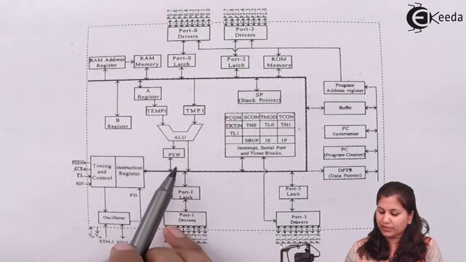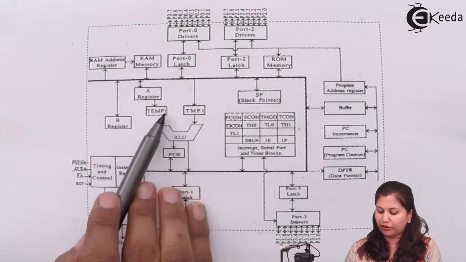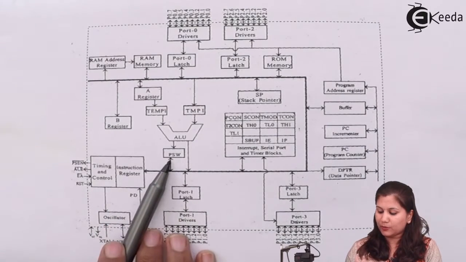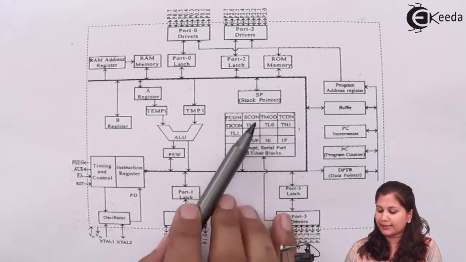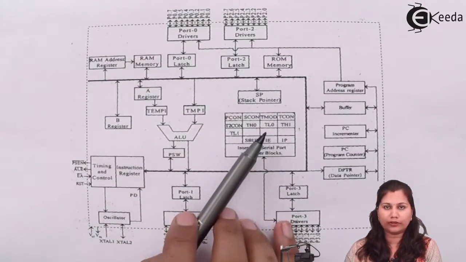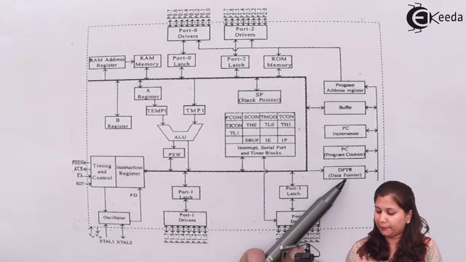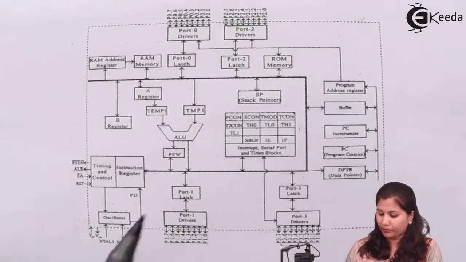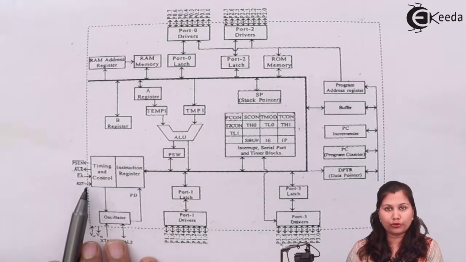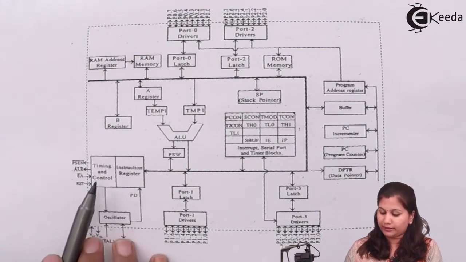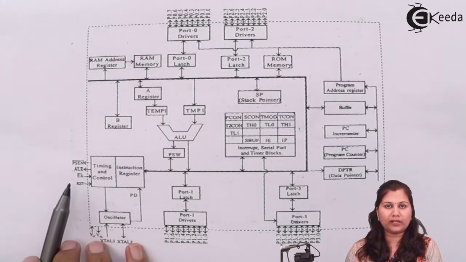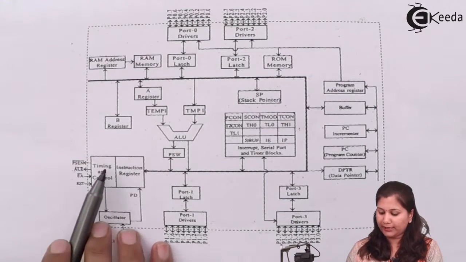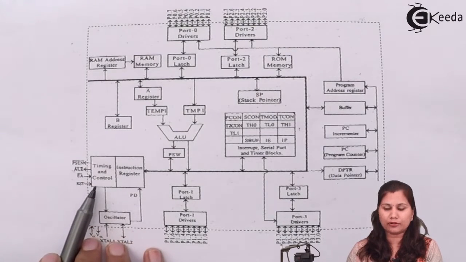Then we have various registers like the A register, the B register, and temporary registers. The arithmetic and logical unit is there, the program status word is there, the stack pointer, and some special function registers are also there. Also we have the data pointer, program counter, and program address register in it. Here we have the timing and control unit and the instruction register. The timing and control unit provides various control signals like PSEN, ALE, EA, and reset.